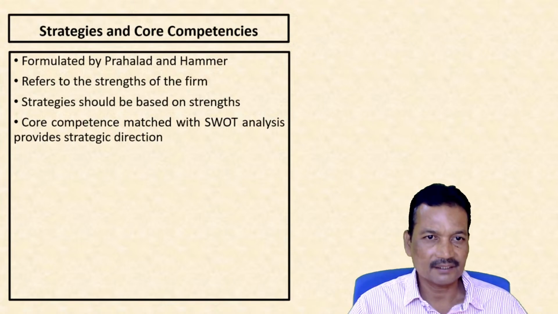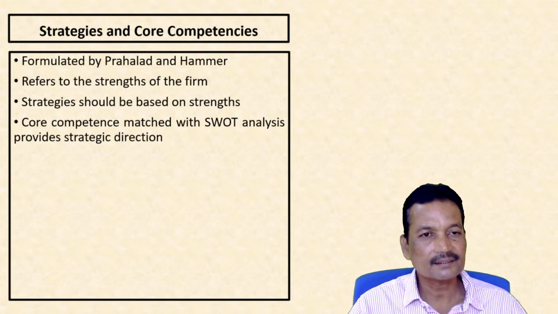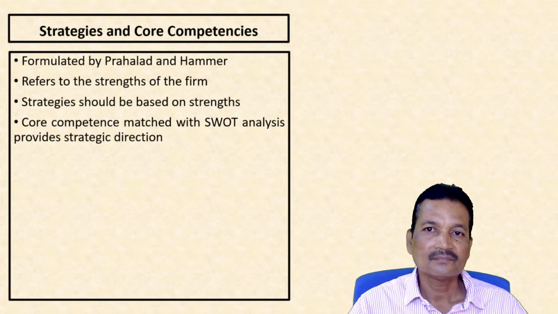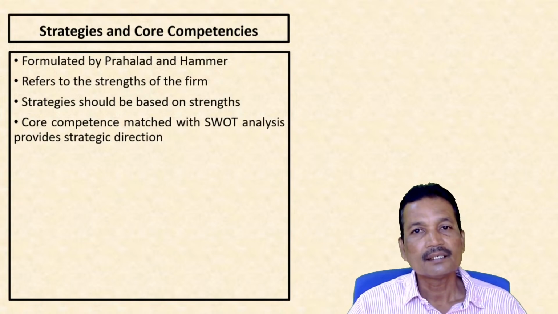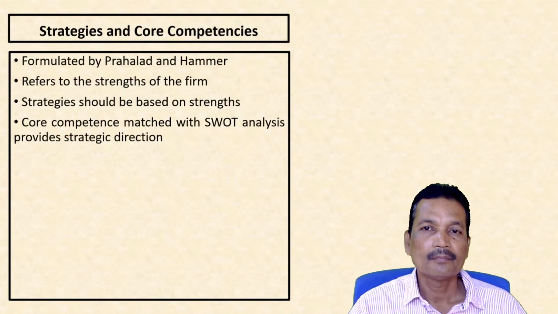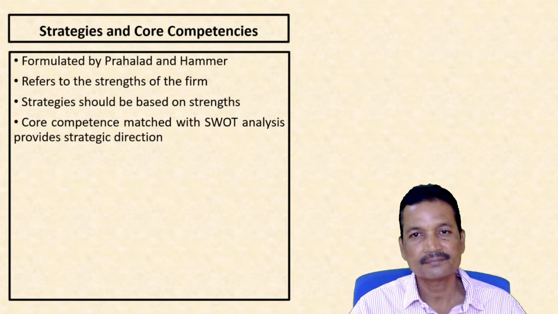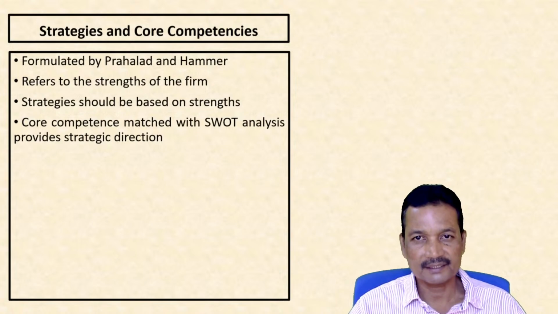Strategies and core competencies. Now, when we are talking of strategies, we are talking of the ways we should carry out the tasks in order to achieve the objectives of the organization. Now, when we are talking of core competencies, we are talking of the basic strength of an organization. Now, every organization does not have strength in all the fronts of business. Most companies have their strength in a particular business line or in a few business divisions.